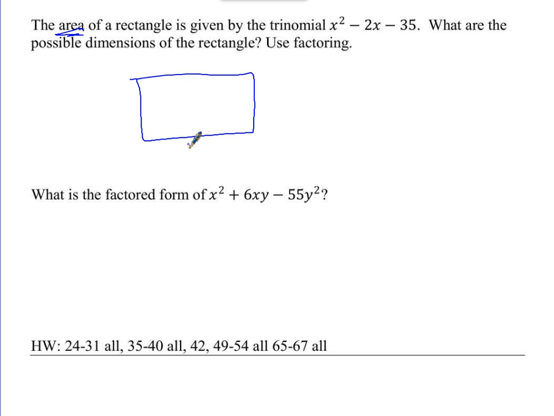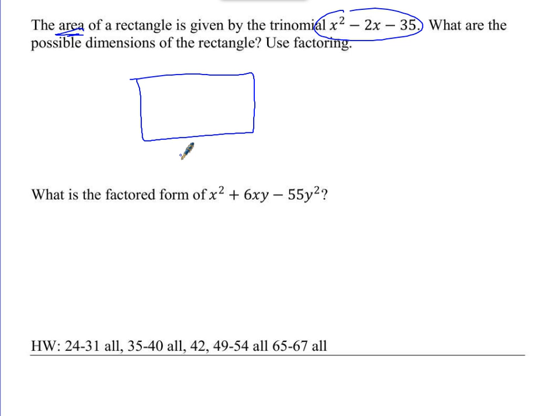So they give me the area. It says the area is this. How did they get that? They multiplied the two dimensions together. That's right. So what I need to do is undo that multiplication so that I can find out what these two dimensions here were.